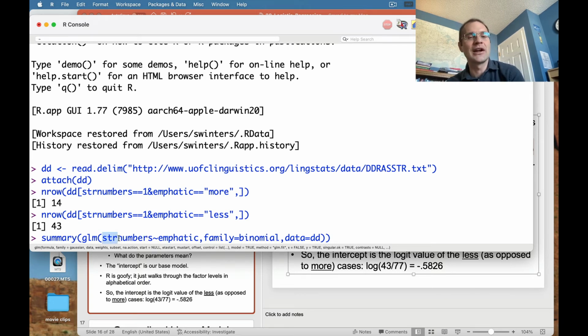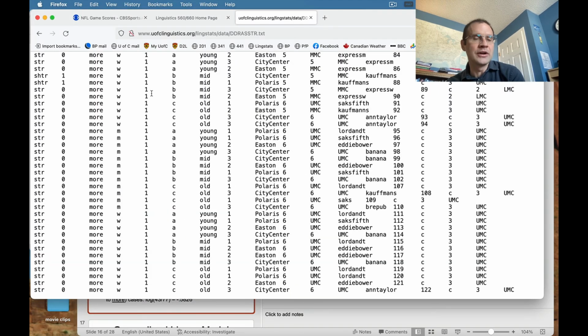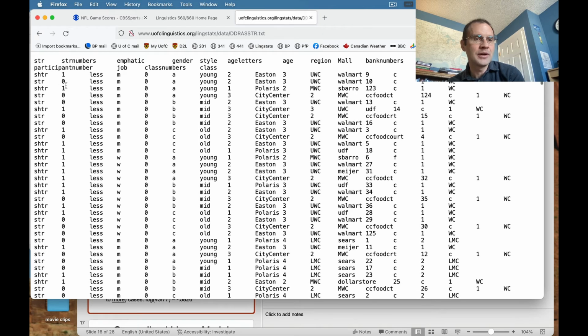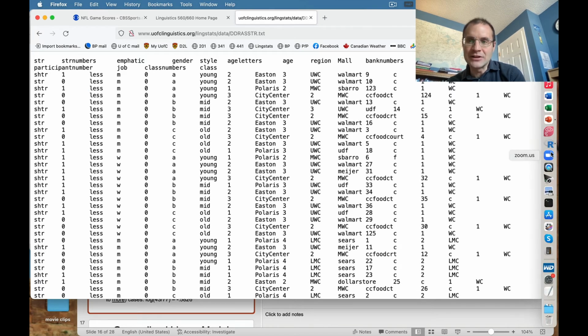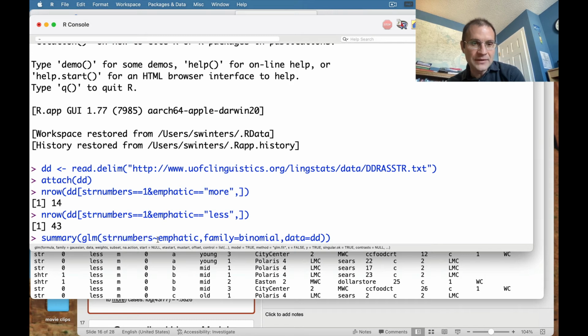odds ratio. But just to set up the model itself, you take those STR numbers, which are a 1 or a 0, if you remember, up here, this column right here. And that's your dependent measure. And then this is the model. You say, well, does it depend on the emphatic factor or not? So does it depend on that? The family equals binomial is how it gets converted into a log odds ratio. And this just specifies the data set we're using. And then the GLM runs the analysis for us. So that's relatively straightforward. This is one case where R makes it easy.